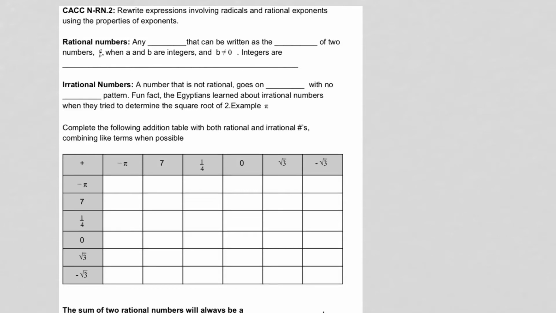Section 3.2 of the guided notes. And in this one, we're going to use some radical and rational exponent properties. The chapter begins with a discussion about rational and irrational numbers.